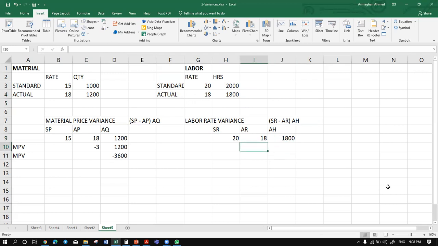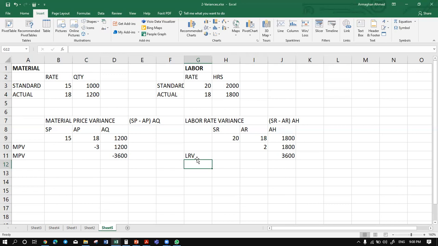Standard minus actual, how much will come? Plus 2 or minus 2? Here it is 2. And here is 1800, right? Finally, we can calculate 1800 times 3600. So you are telling me the last answer, right? This is our labor rate variance. Okay, this is the labor rate variance.